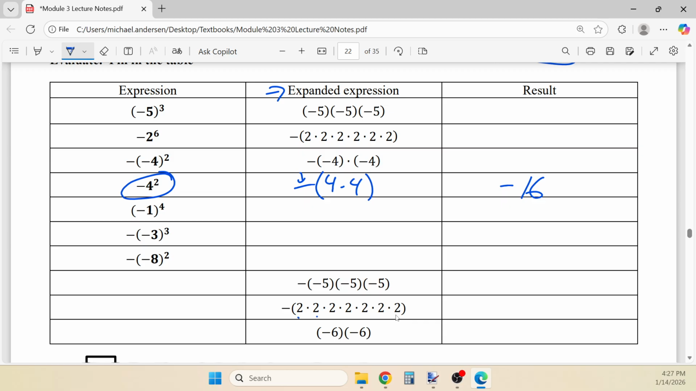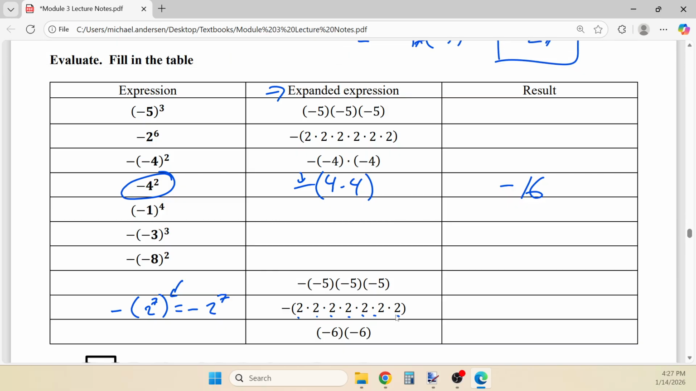Going this way, let's do this one. We have 1, 2, 3, 4, 5, 6, 7. So we have negative 2 to the 7, which is the same as negative 2 to the 7, like this. We might have to talk about how parentheses work with exponents and negatives a little bit in class on Tuesday. But we have this, and we also have to give the result.